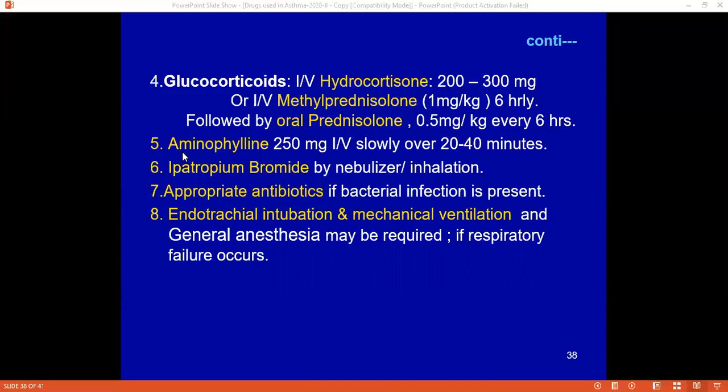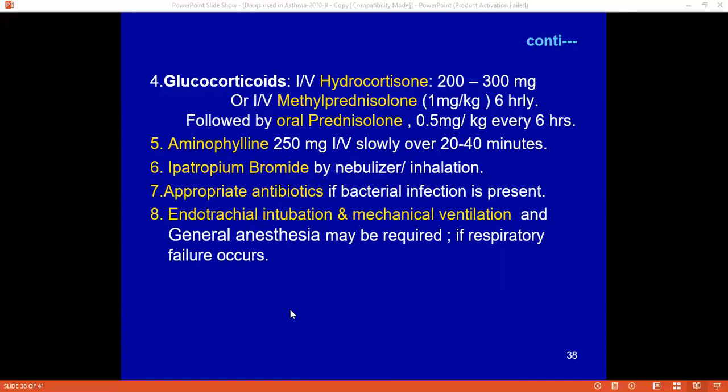Then we can give aminophylline. We have seen that aminophylline can relieve bronchoconstriction. It can be an add-on to beta-2 agonist, and it can enhance the effect of glucocorticoids. 250 milligram intravenously slowly over 20 to 40 minutes, or we can give it as an infusion. Ipratropium bromide by nebulizer or inhalation can be added. And an appropriate antibiotic is added if we suspect bacterial infection.